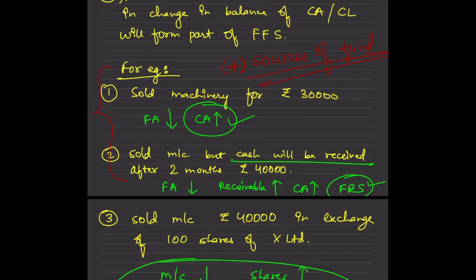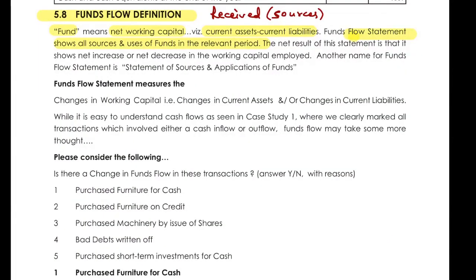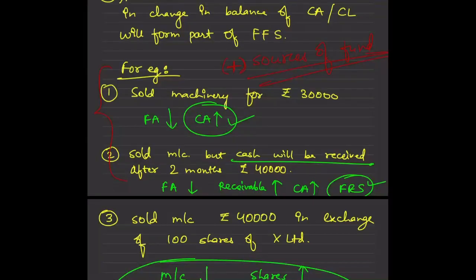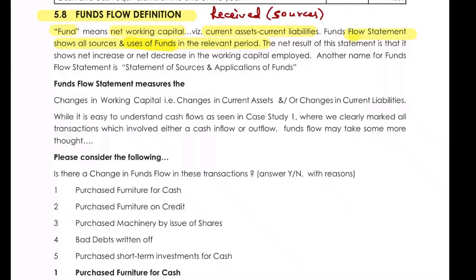However, if I purchase a machinery, that I will say is my uses of the fund, or I would say the negative ones would be my application of fund. So we are making a statement about sources of fund as well as your application of fund. The net result is that it shows a net increase or decrease in the working capital employed in the business. Another name for fund flow statement is statement of sources and application of funds.